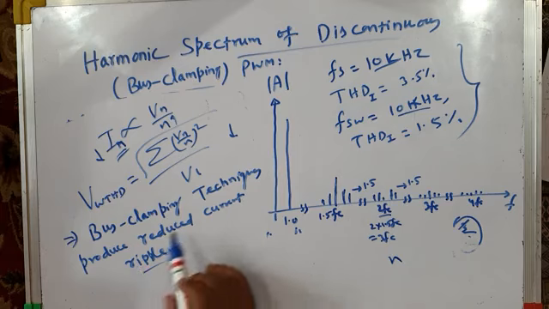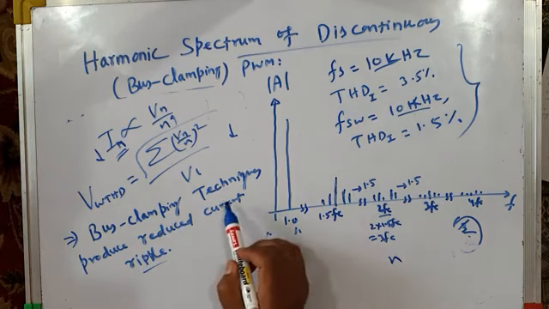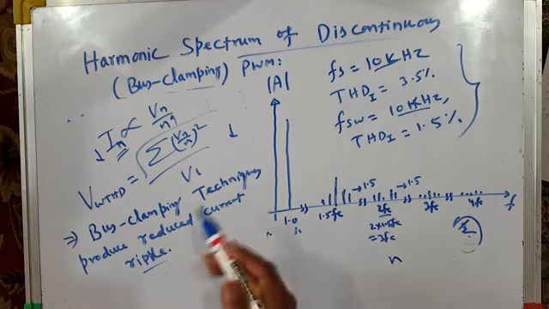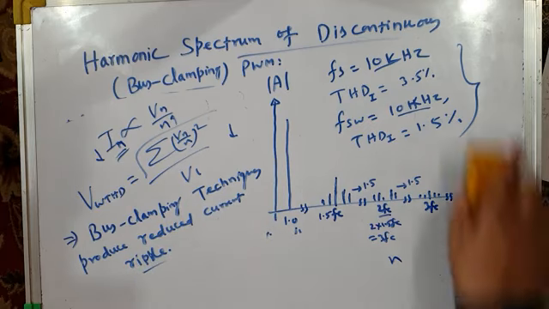So therefore, bus clamping techniques for the same switching frequency produce a better harmonic spectrum, or produce reduced current ripple. So this is very important. This was about the harmonic spectrum of discontinuous PWM techniques, whether they are triangle comparison based discontinuous PWM techniques or space vector based discontinuous PWM techniques.